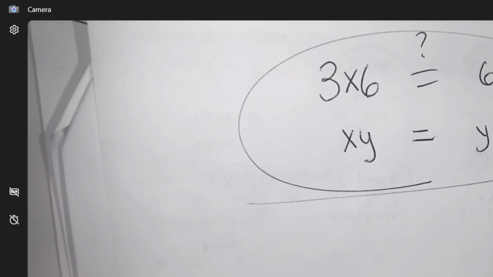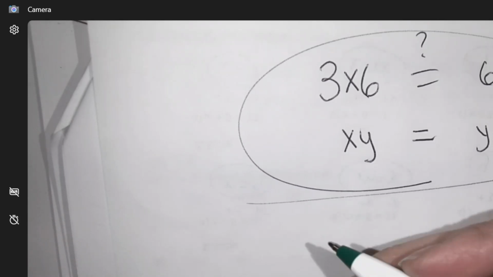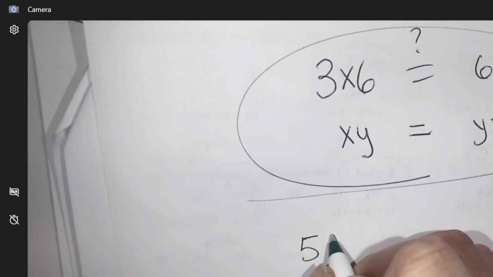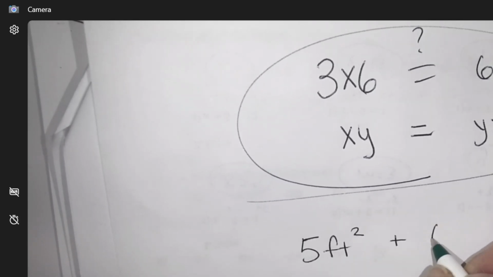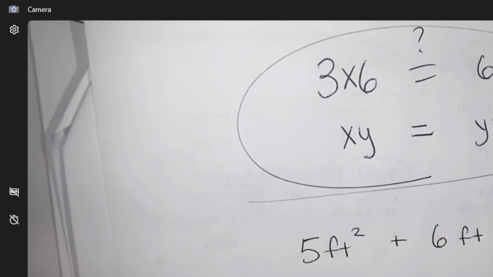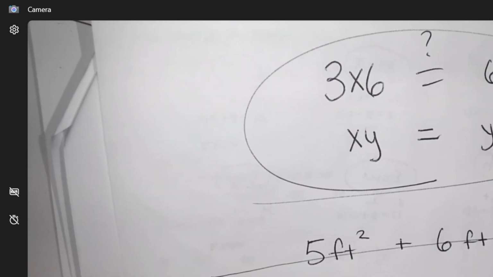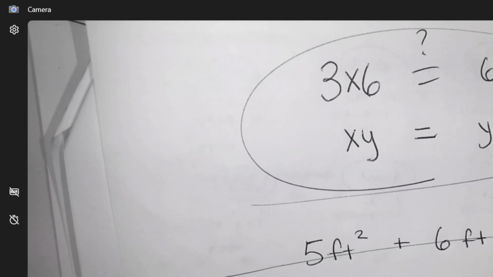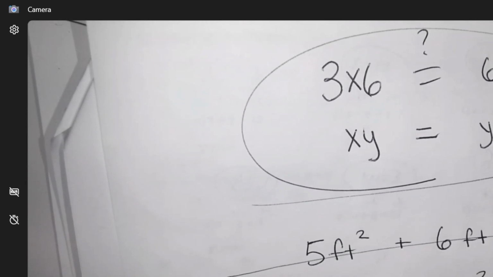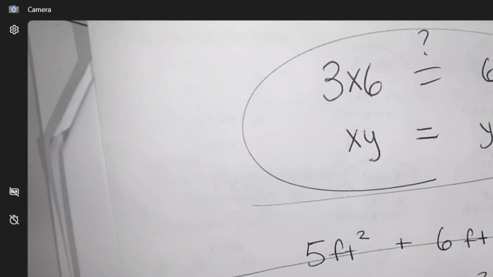In math, let's pretend, do you guys know what square footage is? Like area? Yes. And linear footage. Can I add 5 square feet and 6 feet together? No. You can't add area and a line together. That doesn't work. Can you add 5 square feet and 6 square feet together? Yes. Okay? That's the same thing as we're going to be doing here.